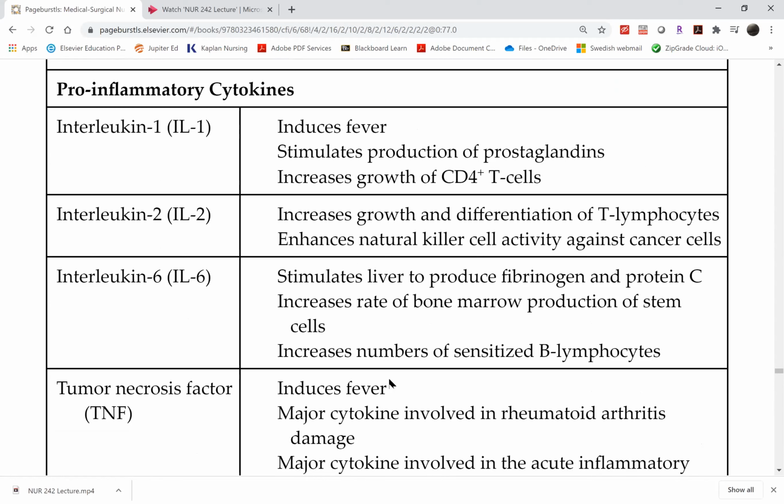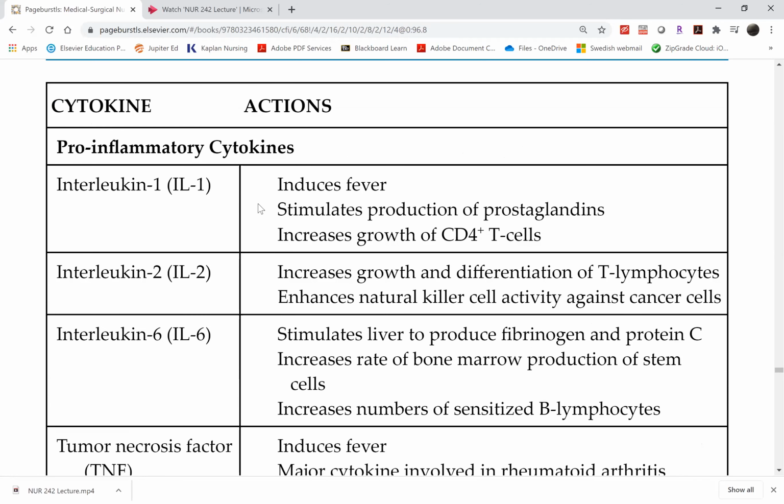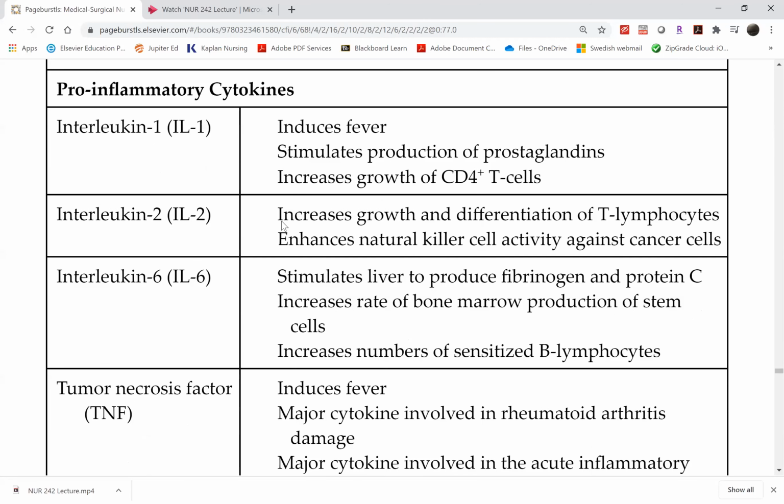This is what they target. So we have pro-inflammatory cytokines. These are the parts of your immune system that trigger or stimulate the production of your lymphocytes, which are involved in the actual killing of organisms, of foreign invaders.